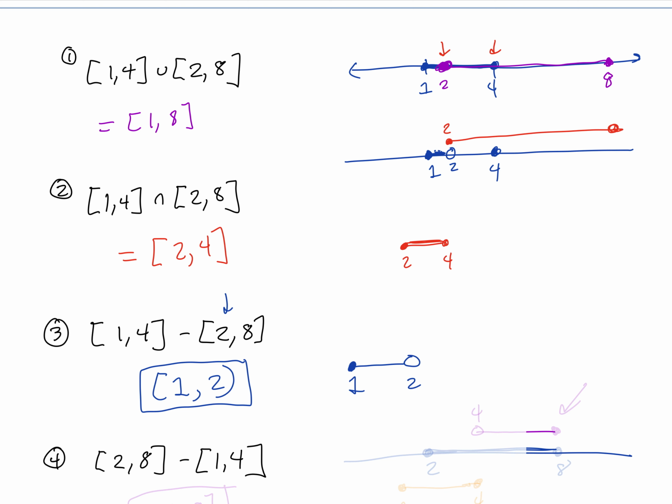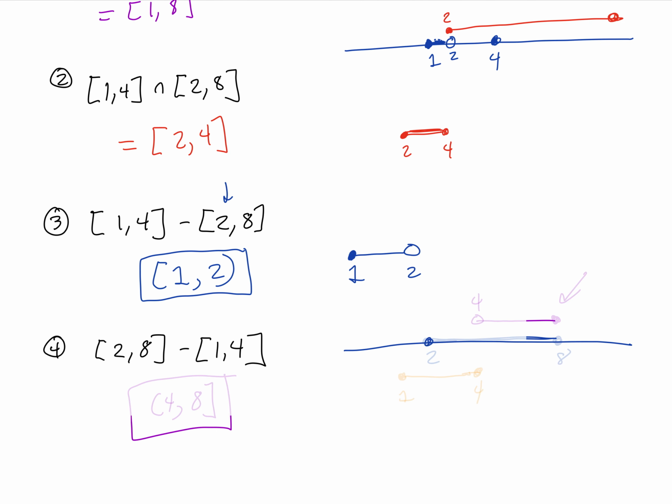And last one, if we're looking at the set 2, 8 closed minus 1, 4 closed. Again, here we've got 2 to 8 closed minus 1 to 4 closed. So everything that's in the set above minus everything that is in the set below. So we're just interested in the elements that are in the upper set but not in the lower set.